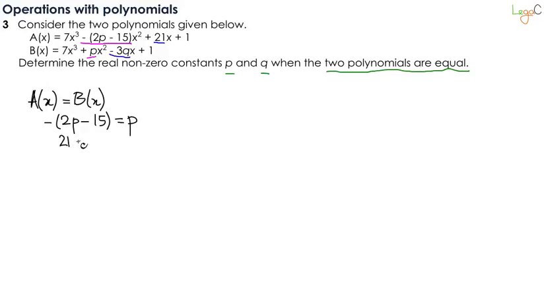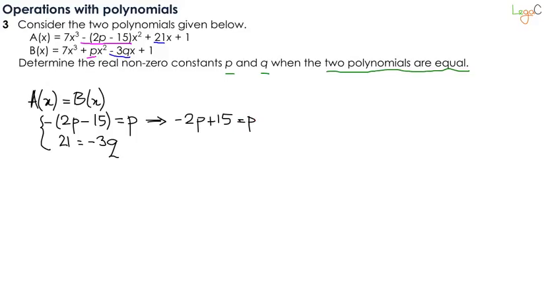21 equals negative 3q. Again, I need the negative as well. So what we have here, we have a system of two simultaneous equations that actually we can solve separately, because this one is an equation in p and this one is an equation in q. So actually our life is a lot easier here. Let's expand the brackets on the left hand side here. Negative 2p plus 15 equals p.